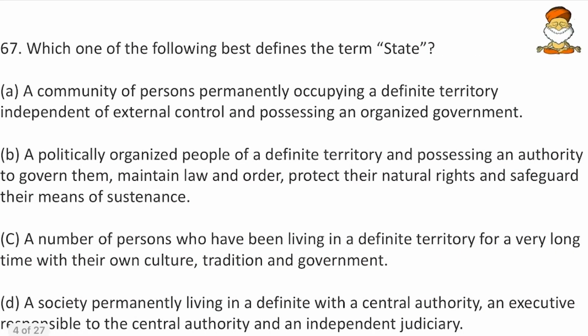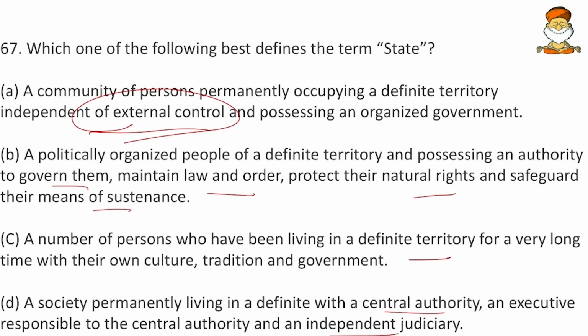Then come to the next: which one of the following best defines the term state? A community of persons permanently occupying a defined territory, independent of external control, possessing an organized environment. Independent of external control means sovereignty. B: politically organized people of a definite territory possessing an authority to govern them and maintain law and order, protect their natural rights and safeguard their means of sustenance. C: a number of persons who have been living in a definite territory for a very long time with their own culture, tradition and government. D: a society permanently living in a definite area with a central authority, an executive responsible to the central authority and an independent judiciary.